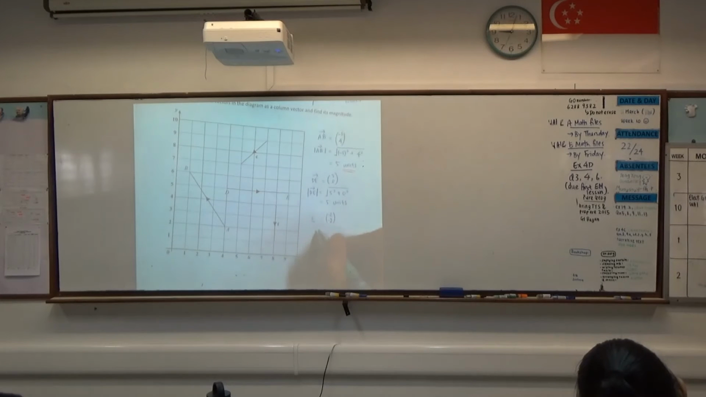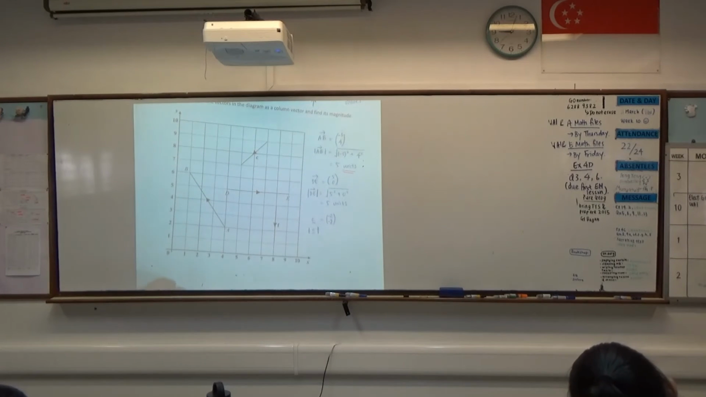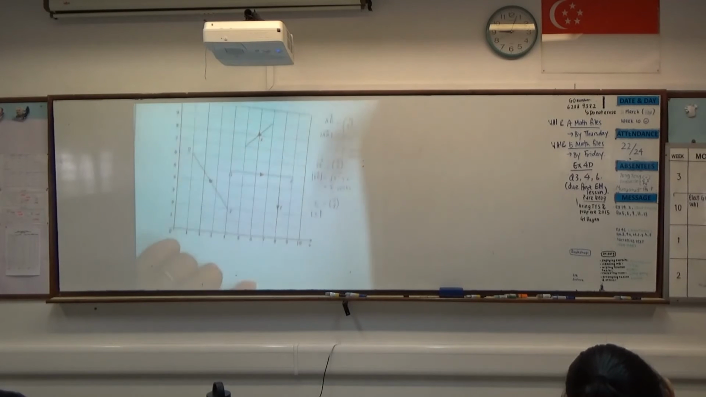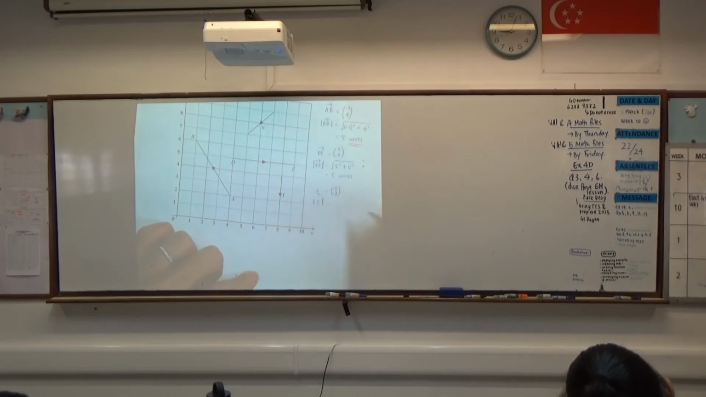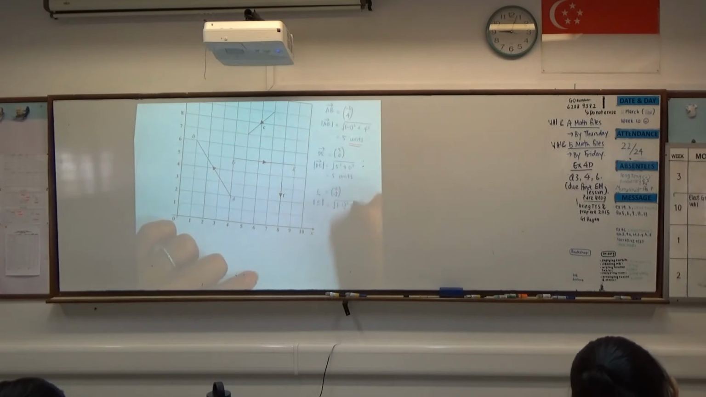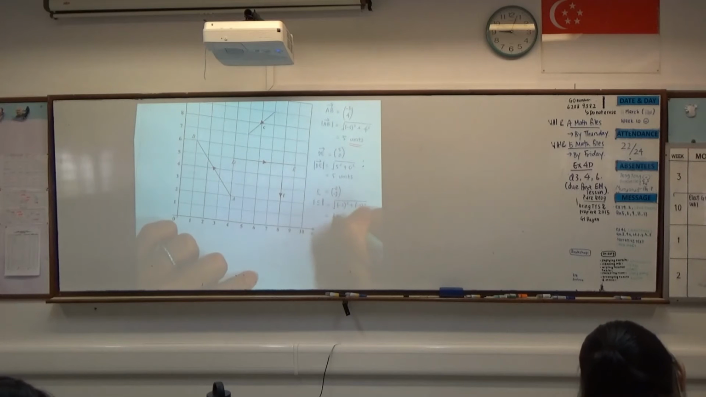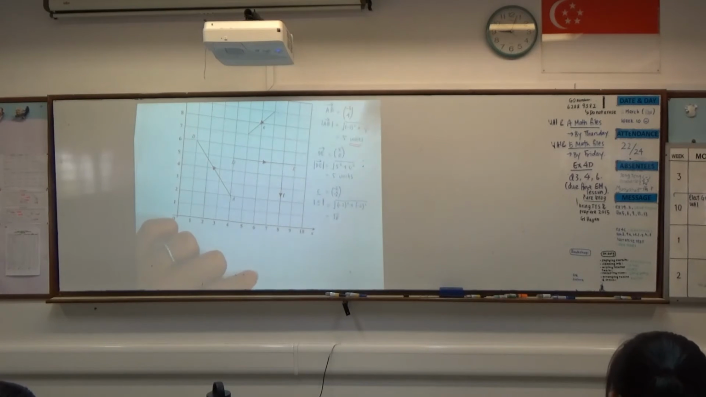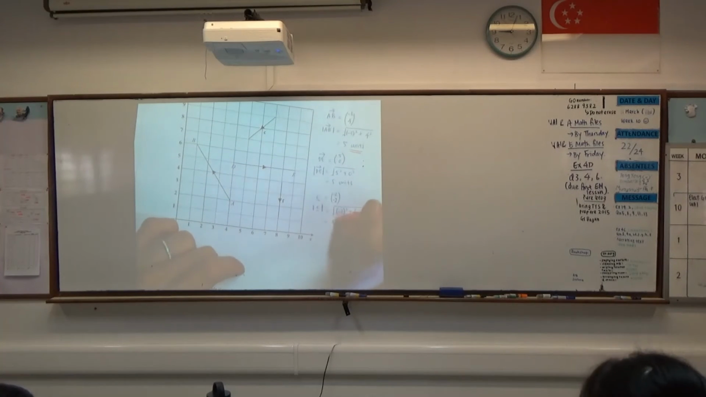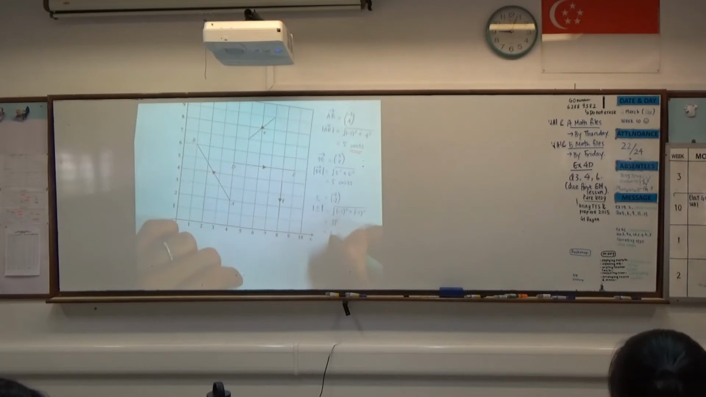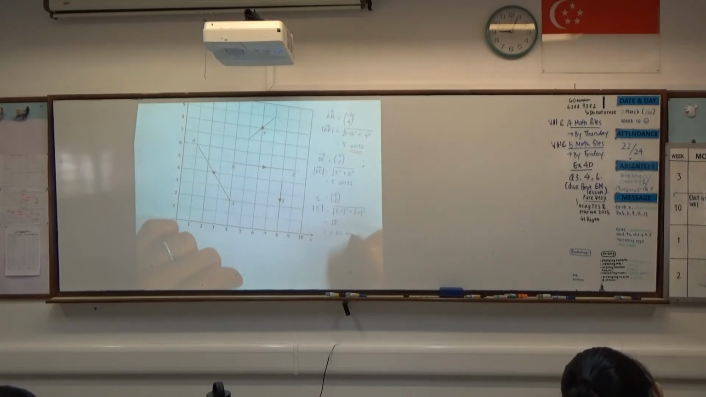Okay, sorry, I forgot the magnitude sign, the modulus sign. So then, the magnitude of the vector C, in this case, will be negative 2 squared plus negative 2 squared. And we get square root 8. If you answer in 3SF, we get 2.83 units.